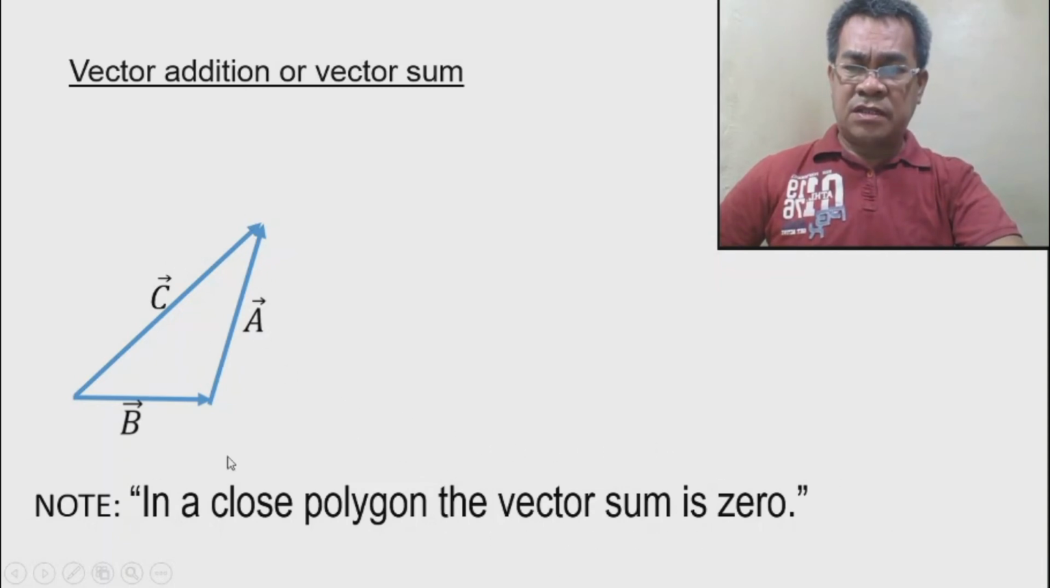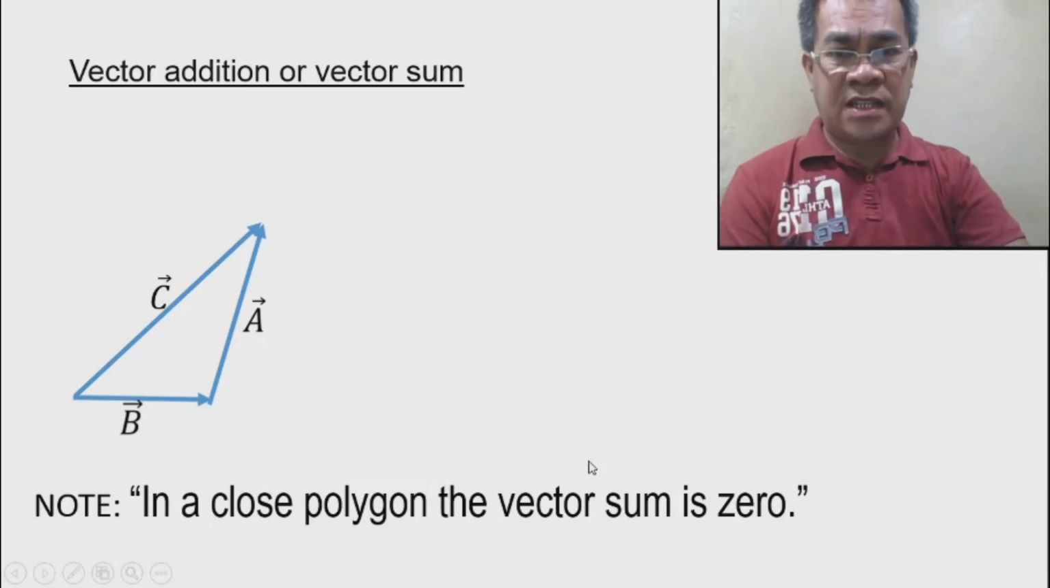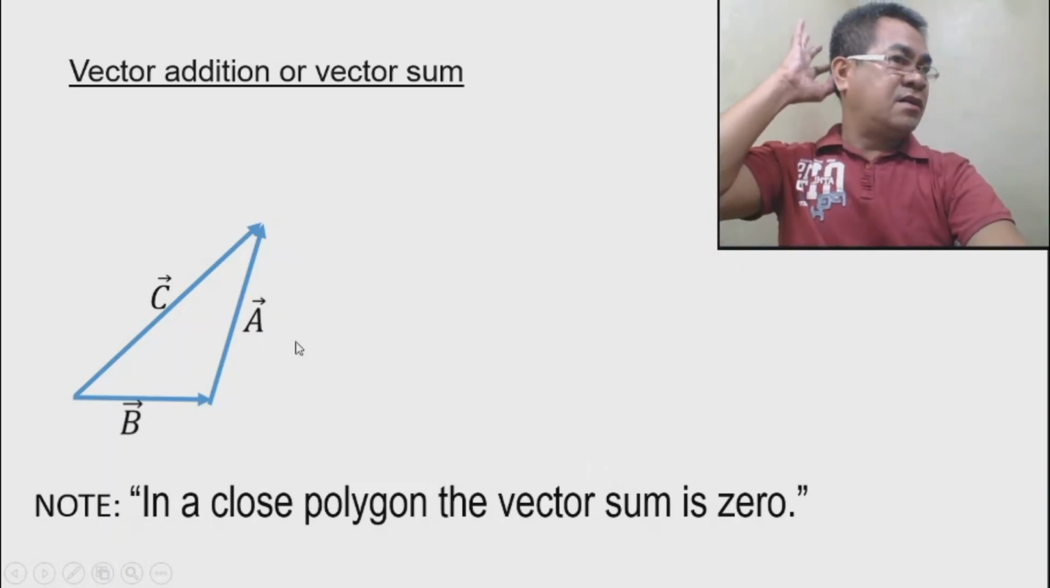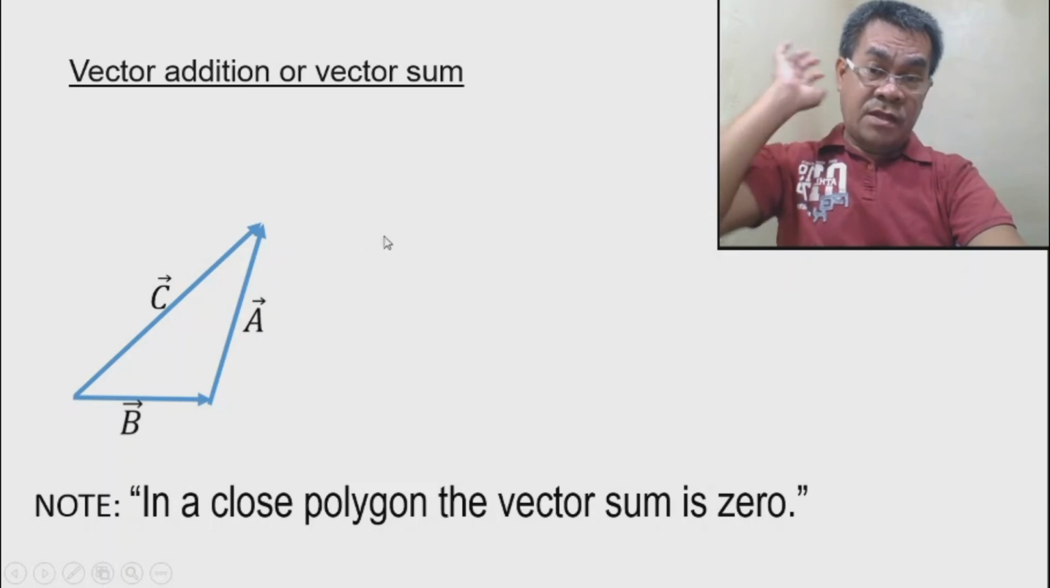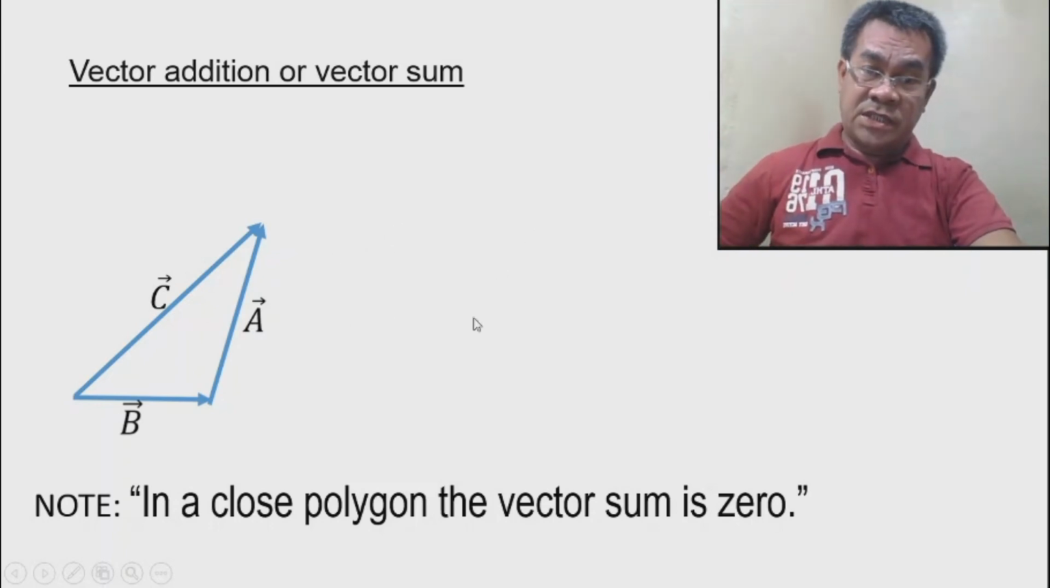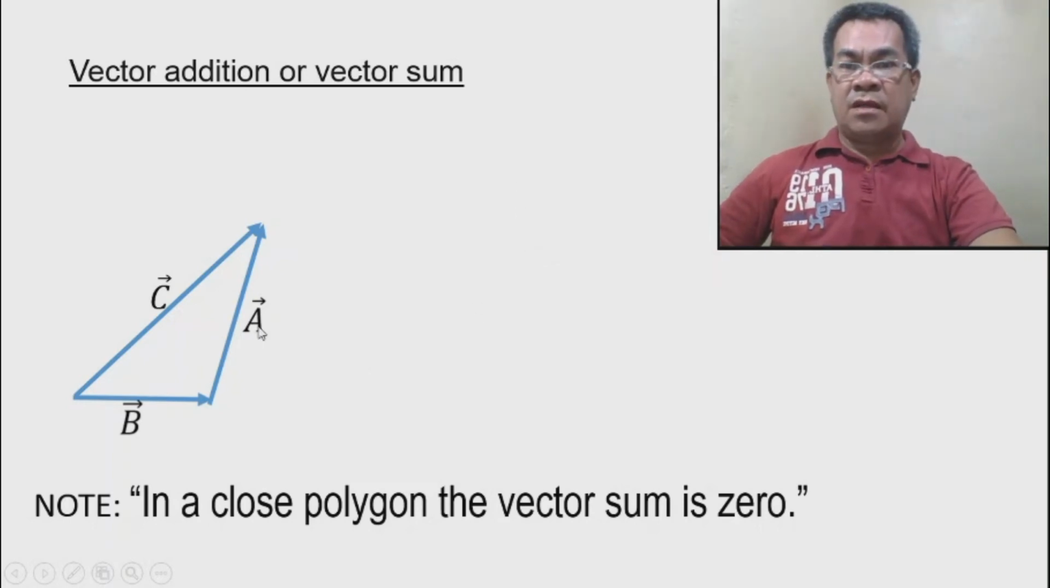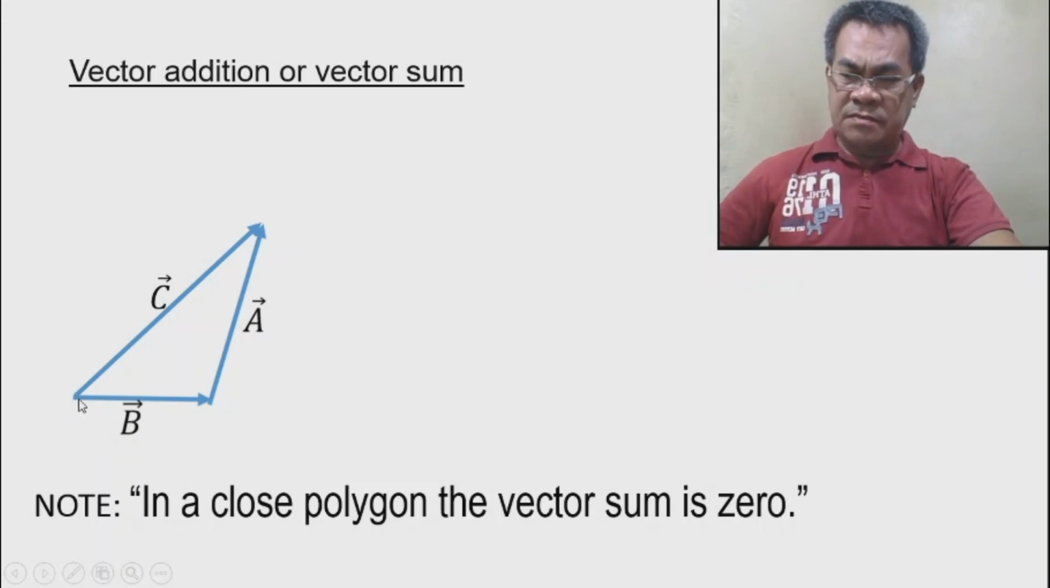You can use this statement using the parallel and anti-parallel definition. If that vector is parallel to another vector, then it follows the tip and tail combination. What does it mean? Look at this one. Suppose I start here at this point, then move to the tip of B. So these are parallel vectors.